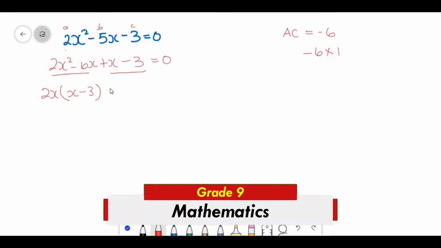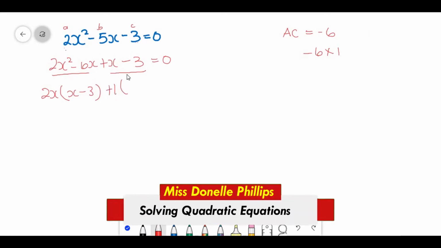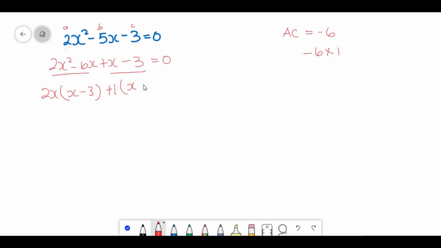Next bracket, what is common? We could use positive 1. x divided by 1 is x. Negative 3 divided by 1 is negative 3. Good. So we're going to write back what's in the bracket. We have x minus 3 in the first bracket, and then we have 2x plus 1 in the second bracket. All of this equals 0.